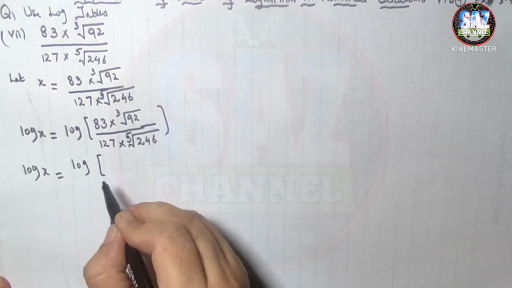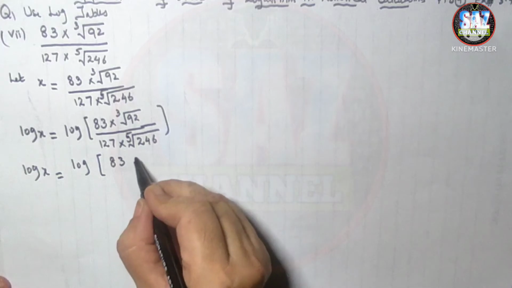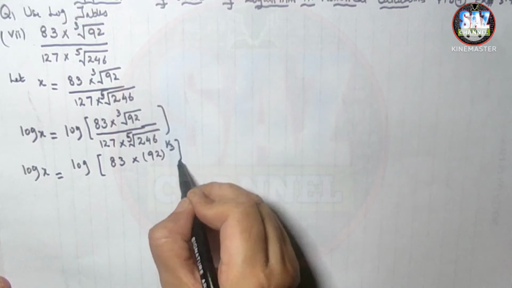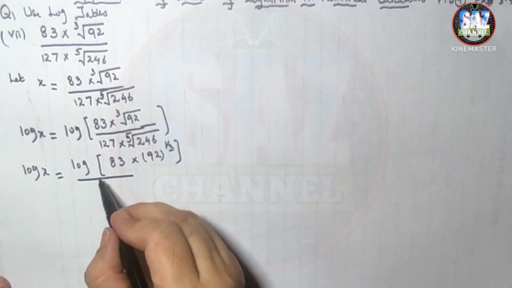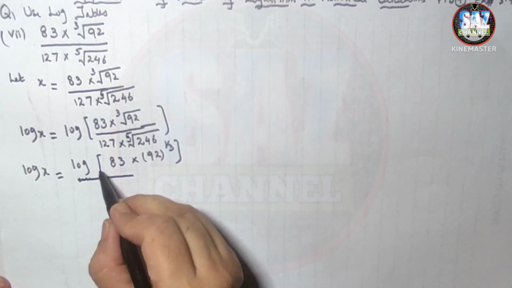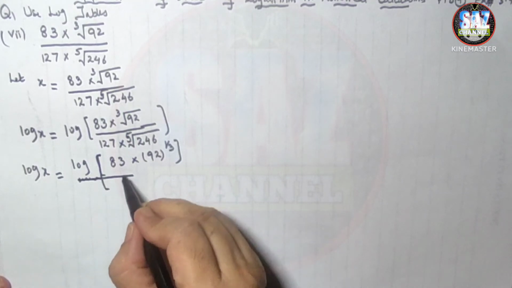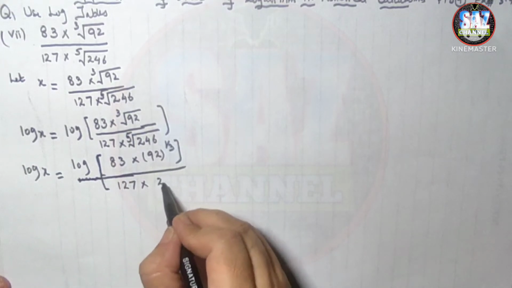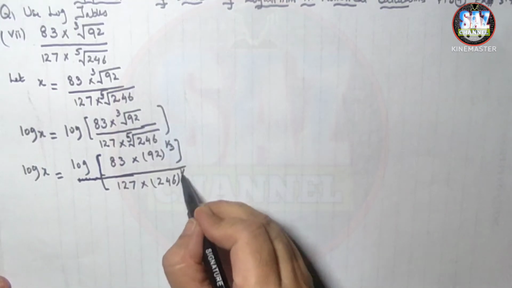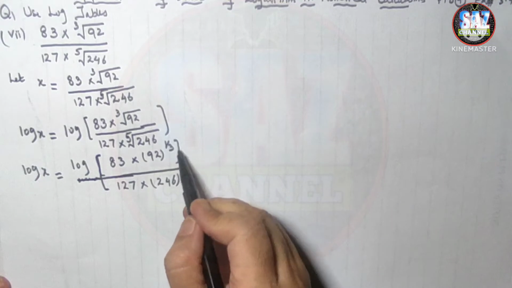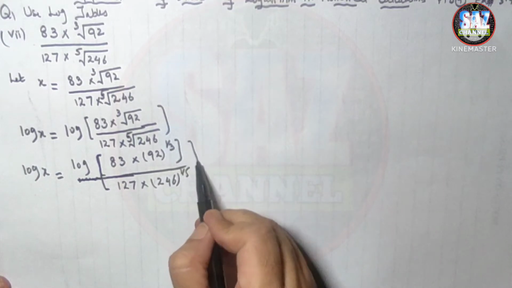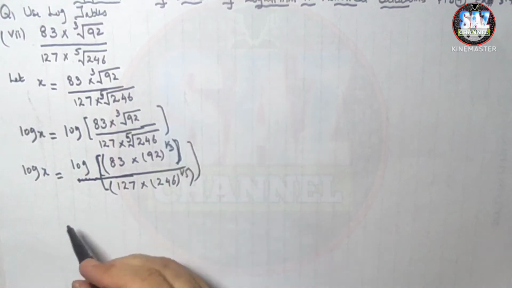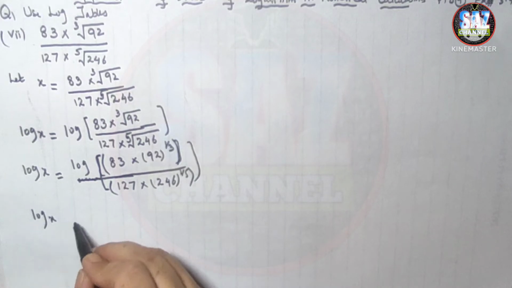So, let's understand each part of the question one by one. Let me perform one more step here: 83 multiplied by 92, and this is the cubic root. Let me write it in the form of a fraction, and the fraction will not begin from here. I will have the bracket, and this fraction is inside 127 multiplied by 246 to the power 1 by 5, and let me extend this bracket as well. Log on this and log on this.